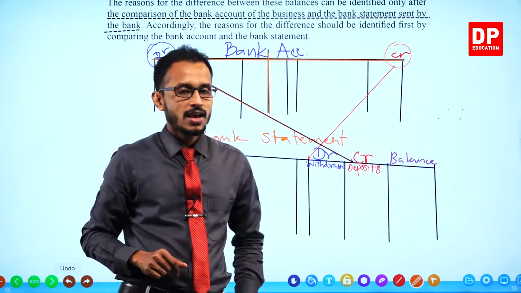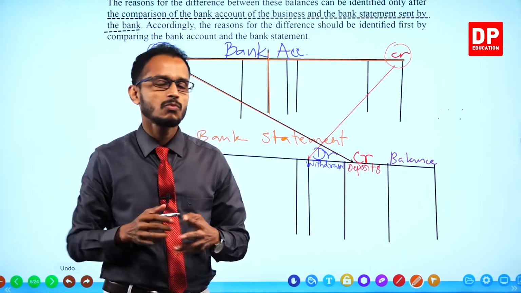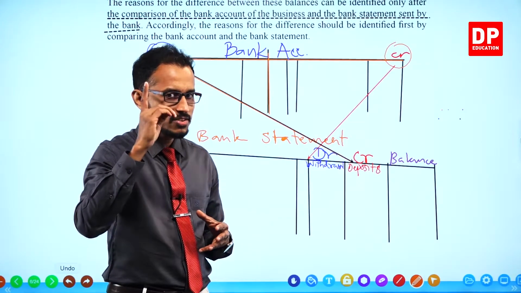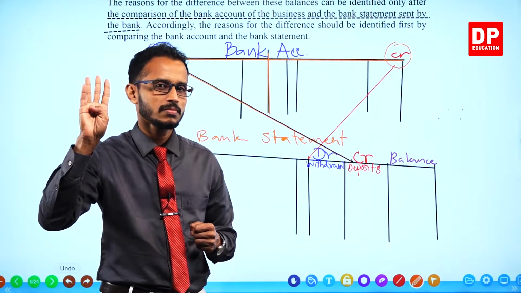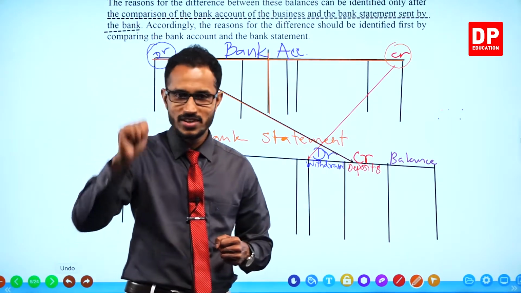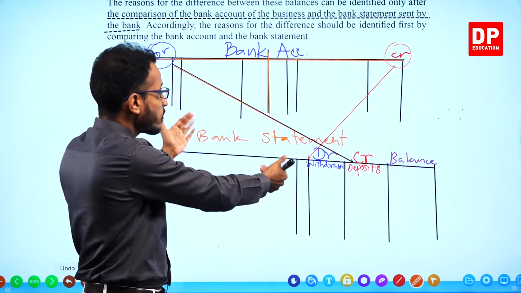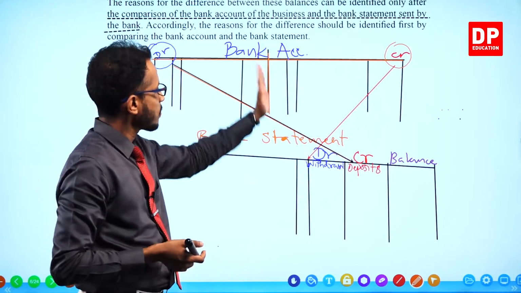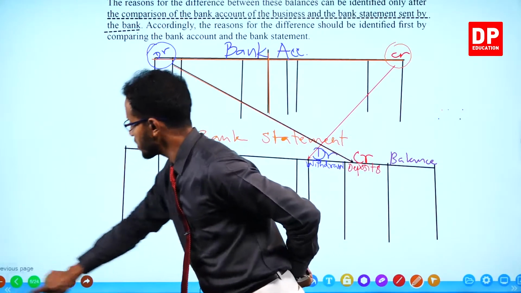Now, children, a quick flashback to the video which we did before this one. How many reasons did we learn? 4? 4, right? No, we learned 5 reasons. 5 reasons we learned. For those reasons only now we are comparing the bank account and bank statement. If you don't remember the reasons, these were the reasons.